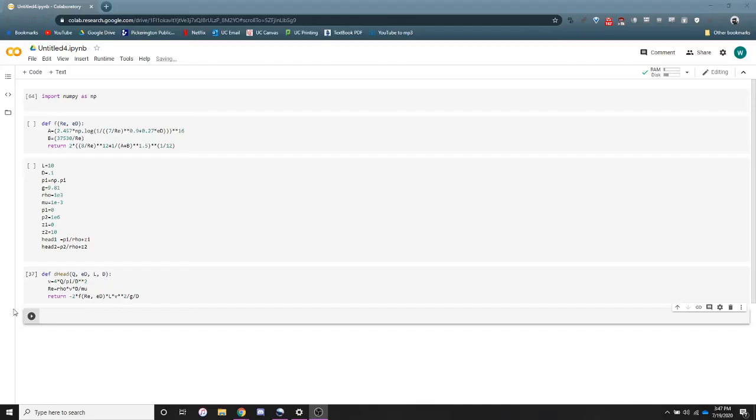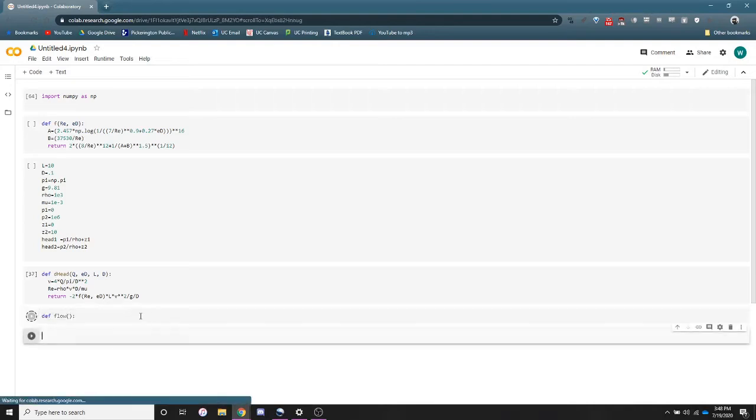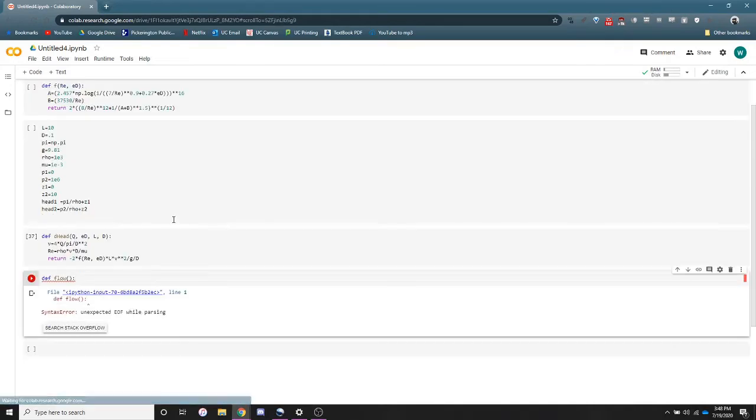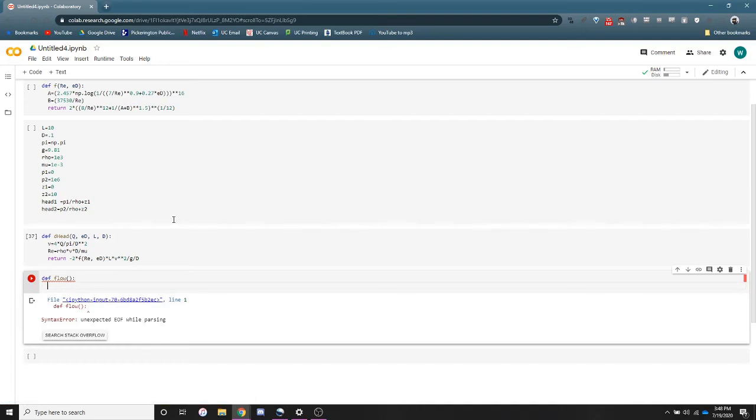Cool. So now we're back here coding, and we need to define a function called flow. What this does is output a flow rate based off of delta head. So we need to have one of our inputs be delta head. Cool, delta head. So what do we do from here?